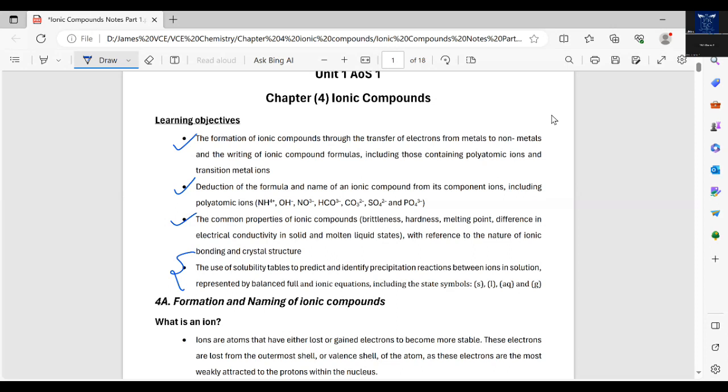After this, chapter 5 is about solubility in water as well. Then after chapter 5, we are done with unit 1, US 1. Then we'll have US 2. After US 2, we'll do a bit of an investigation task.